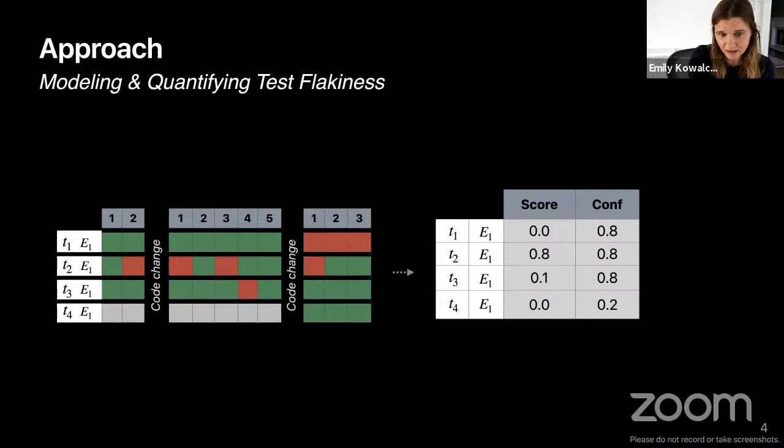So examples here: test 1, we can see, is not flaky because it's failing consistently on this last block of runs on a code change. Test 2 is more flaky, test 3 is less flaky, and test 4 is not flaky. We also attach a confidence value, just giving us some indication of how confident we are in that score, mainly based on the amount of data we have. So in this example, test 4 might have been a new test. We only have 3 runs, so it has a smaller confidence than the other tests.